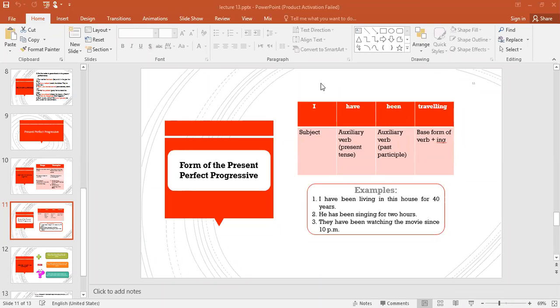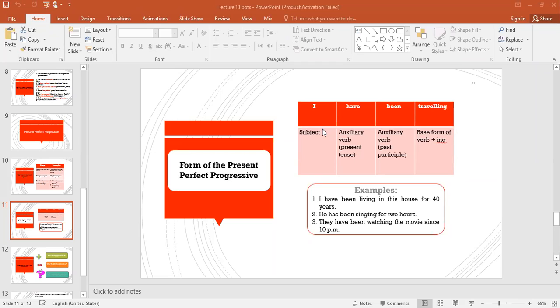Subject, have, auxiliary verb, present tense, auxiliary verb, past participle. Listen. The form of the present perfect progressive tense is the subject plus the auxiliary verb, which is have or has, plus the past participle of be, which is been, plus the verb with ing. So I have been traveling, okay?